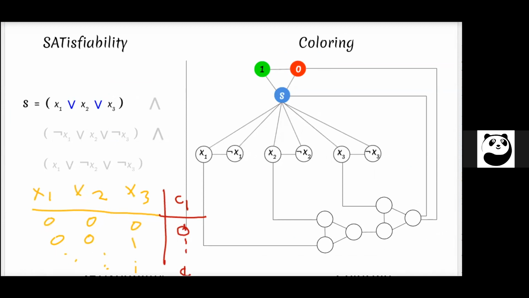Well, let me see. This could not possibly be red in any valid coloring because it's connected to this one. So regardless, it cannot possibly be red or blue. It has to be green in a valid coloring.